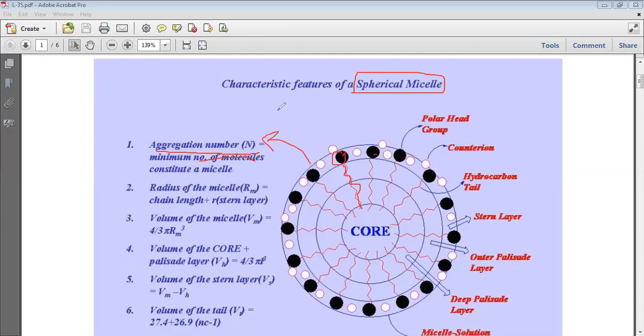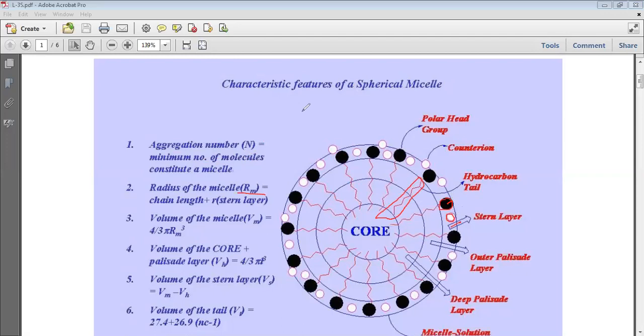Next is the radius of the micelle. What is the radius of the micelle? It is the chain length, that means this chain length from here up to the core, plus this Stern layer. Stern layer is basically the head groups plus the counter ion. If the head group is negatively charged or positively charged, the counter ion will be of the opposite charge. If it is negatively charged, the counter ion will be positively charged.